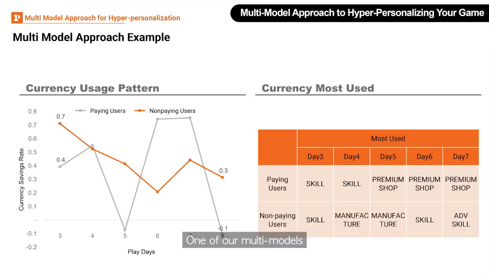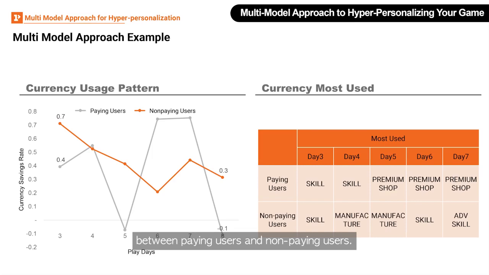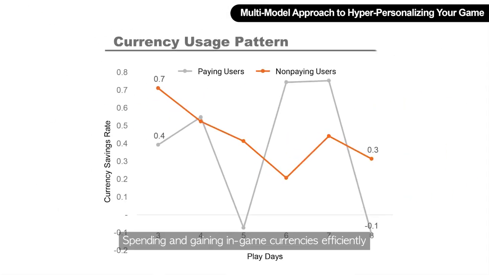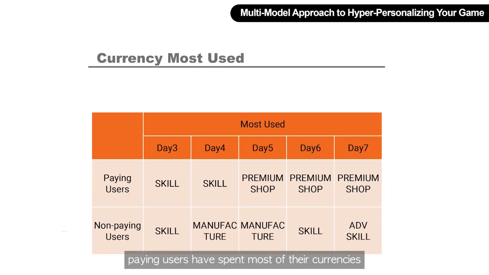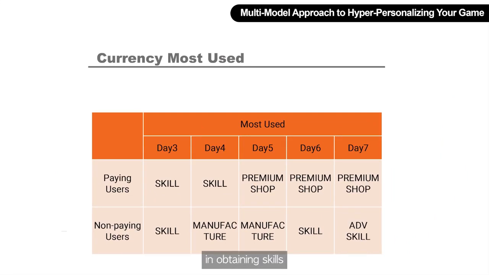One of our multi-models analyzes currency usage behavior, and this graph shows the different behavior between paying users and non-paying users. Spending and gaining in-game currencies efficiently is an important activity in MMORPG, and paying users show the ideal behavior. As you can see from the fluctuations in currency saving rates, they spend and save currencies repeatedly and play actively. You can see that paying users have spent most of their currencies in obtaining skills and buying items in the premium shop.